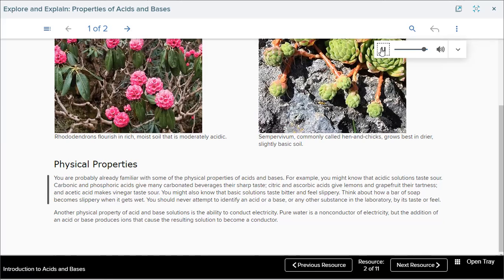You might also know that basic solutions taste bitter and feel slippery. So that's the property of bases, that their solutions taste bitter and feel slippery. Think about how a bar of soap becomes slippery when it gets wet. You should never attempt to identify an acid or a base, or any other substance in the laboratory, by its taste or feel.